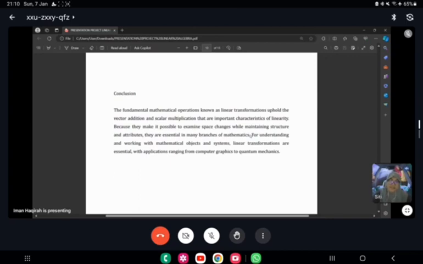Conclusion: the fundamental mathematical operation known as linear transformation upholds vector addition and scalar multiplication, which are important characteristics of linearity because they make it possible to examine space changes while maintaining structure and attributes. They are essential in many branches of mathematics for understanding and working with mathematical objects and systems. Linear transformations are essential, with applications ranging from computer graphics to quantum mechanics. That's all from us. Thank you.